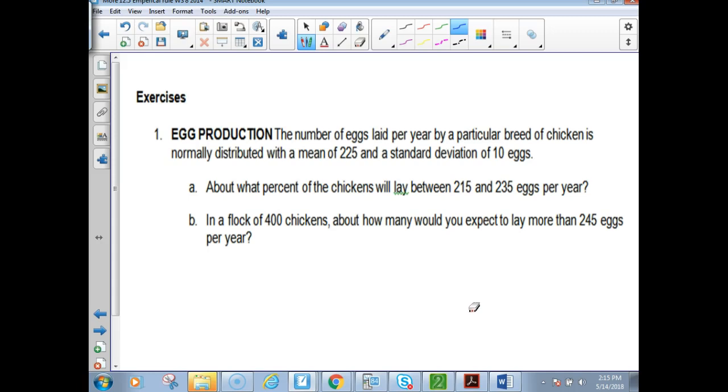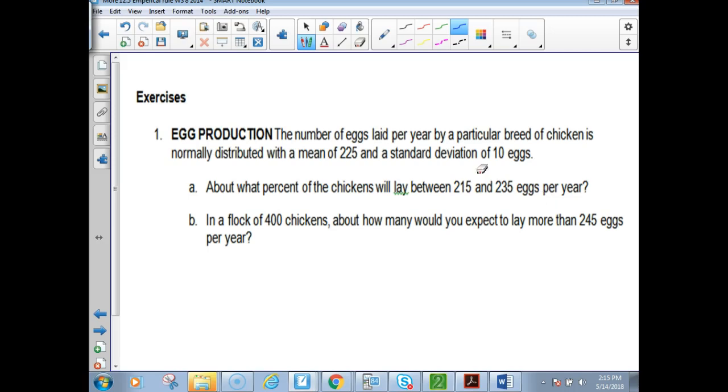We want to practice drawing these and understanding how we're getting these things. All right, so egg production: the number of eggs laid per year by a particular breed of chicken is normally distributed with a mean of 225 and a standard deviation of 10. Excuse me, I don't know what just happened to me. All right, about what percent of the chickens will lay between 215 and 235 eggs per year?